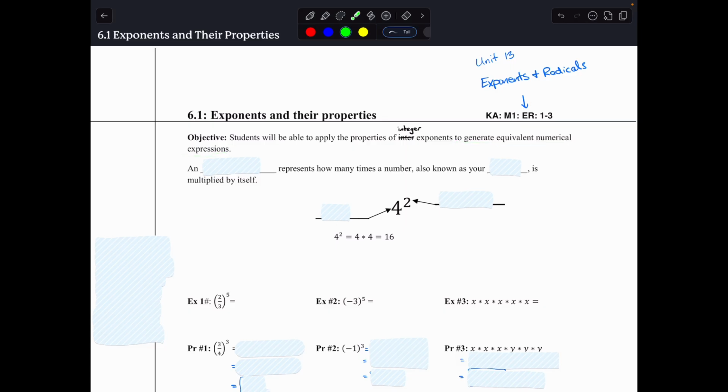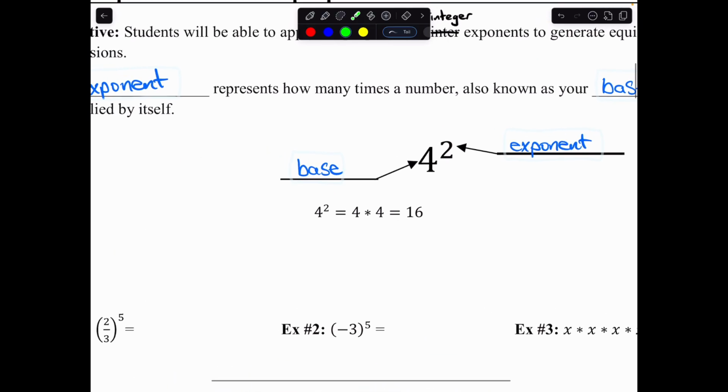All right, so you've seen exponents before. We're just going to revisit some definitions, make sure we're all on the same page. An exponent represents how many times a number, also known as your base, is multiplied by itself. So let's say we have 4 squared, or 4 to the power of 2. In that example, 4 is the base. It's the thing that's being multiplied by itself repeatedly. And 2 is the exponent. So this is saying take 4, multiply it by itself 2 times. 4 times 4 is 16.